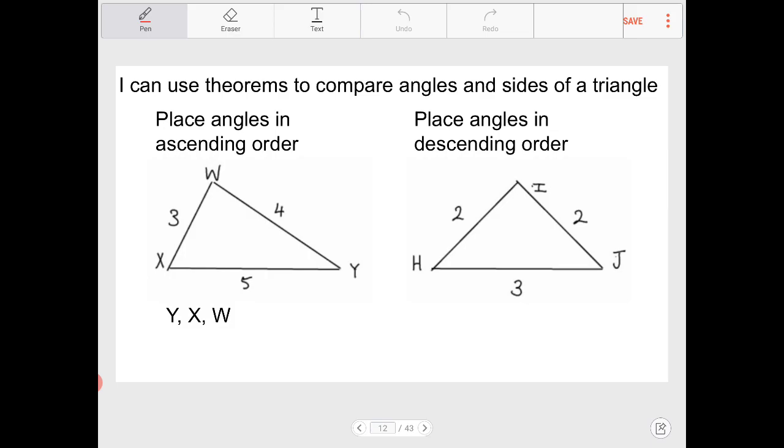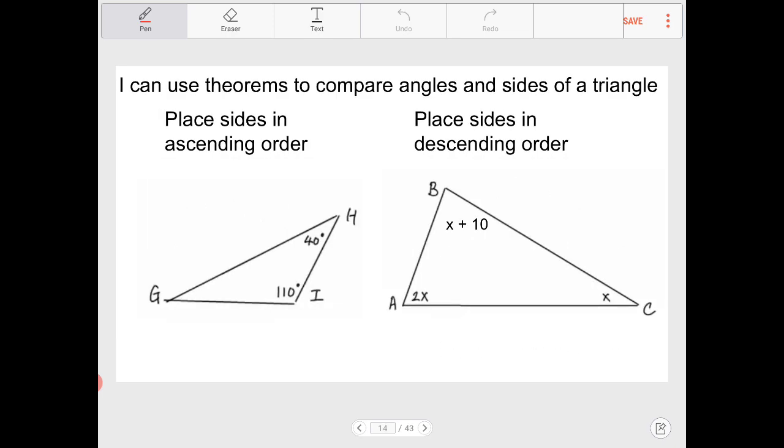And then going with triangle HIJ, angle I will be followed by angle H, then J, or I, then J, then H. Because this is an isosceles triangle, J and H are going to be the same measure, so there's no difference in placing either one first.